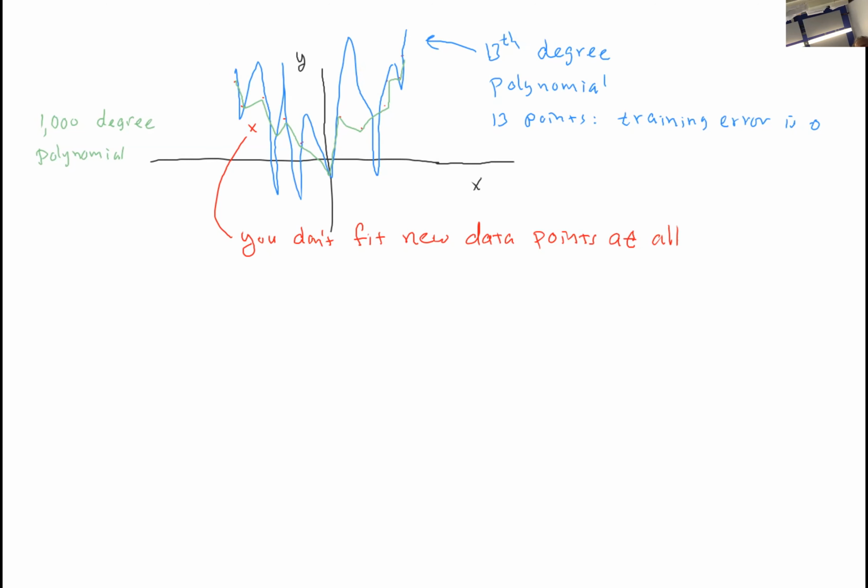The generalization error, so now, for most of these points, new points with an X, really you're not doing badly at all, okay? So you still fit every point, and you fit new data points. Okay, so you don't do such a bad job.